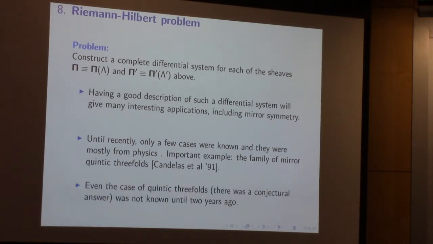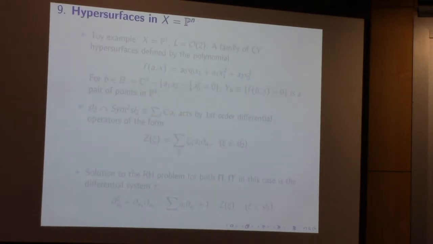Okay, so for example, one important case, the case of a quintic threefold, was not known. I mean, the answer to this problem was not known until 2 years ago. 20 years ago there was a conjectural answer, but the conjecture was not settled until very recently. I'll get into that in a moment. Okay, so let me start with some very elementary examples that are also very classical.